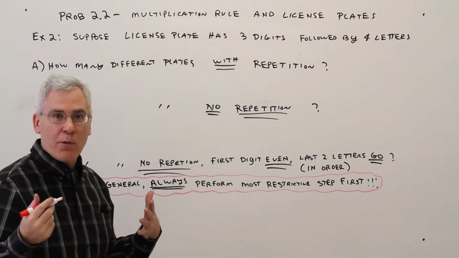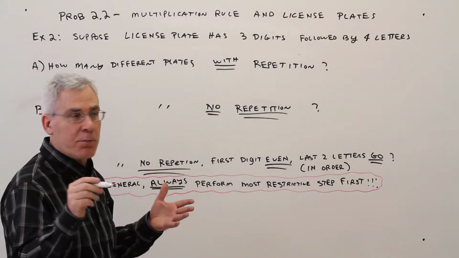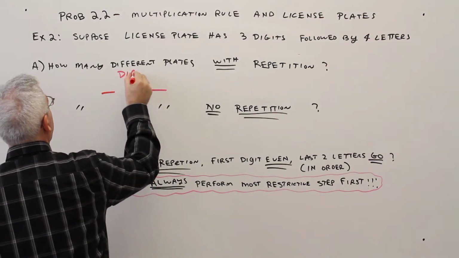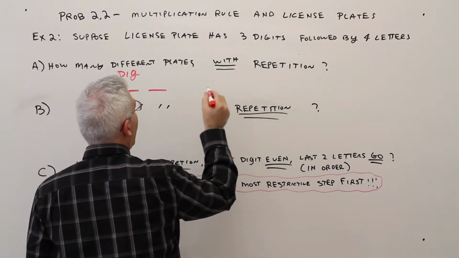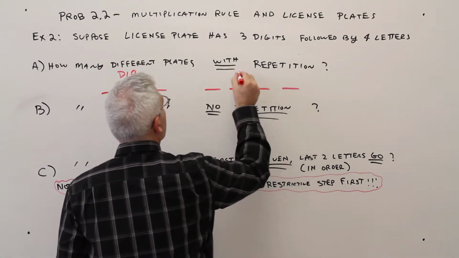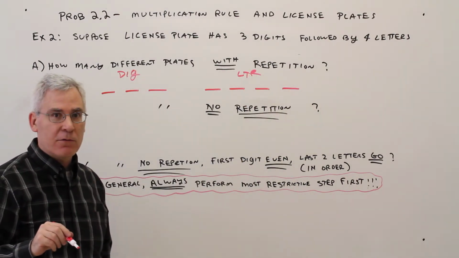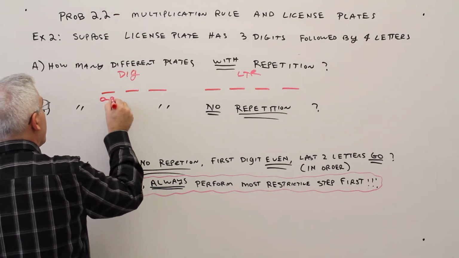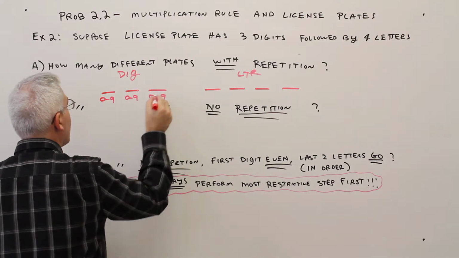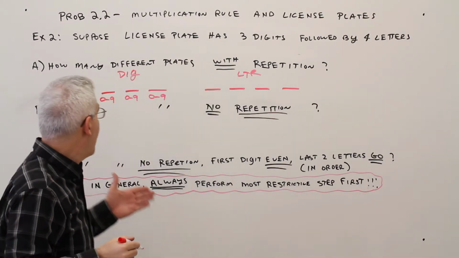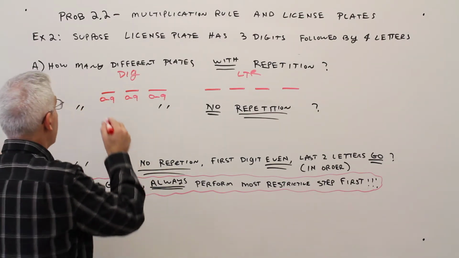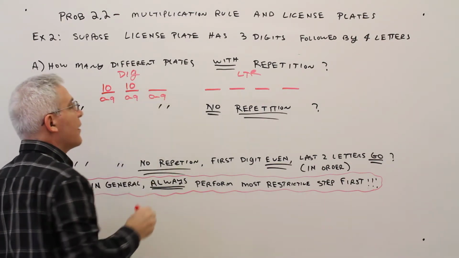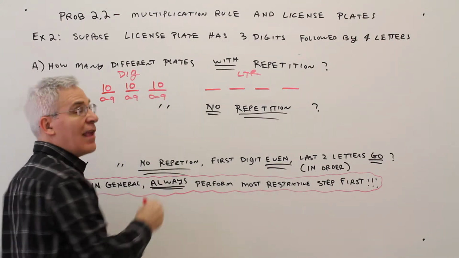All right, so I'm a visual person. I like to put slots for possibilities. So for my digits, I've got 3 possibilities. And for my letters, I've got 4 possibilities. My digits can be any digit. It could be 0 through 9, 0 through 9, 0 through 9. So I just start. How many ways of filling in the first digit? 10. The second digit? 10. The third digit? 10 different ways.